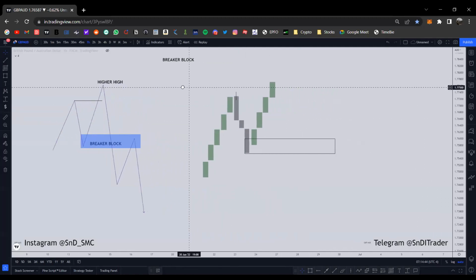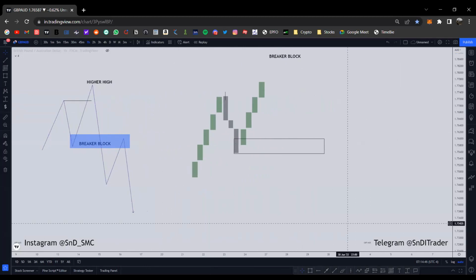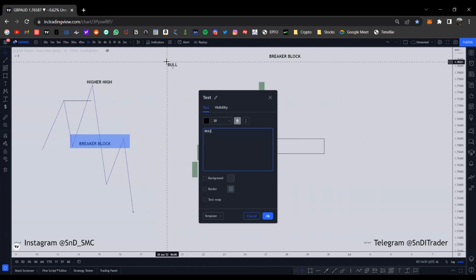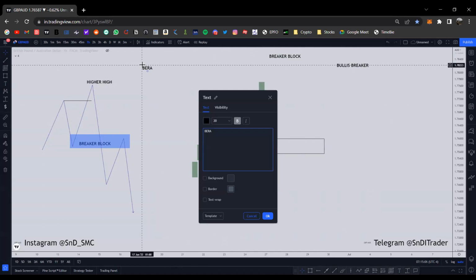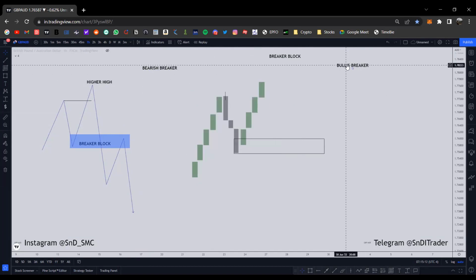Today I will be talking about the breaker block. All right. So, the breaker block is of two types: a bullish breaker or a bearish breaker.